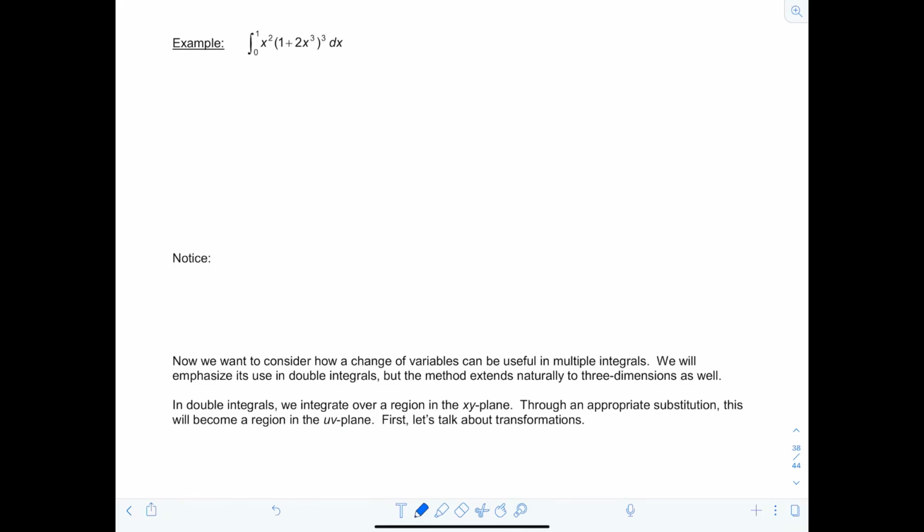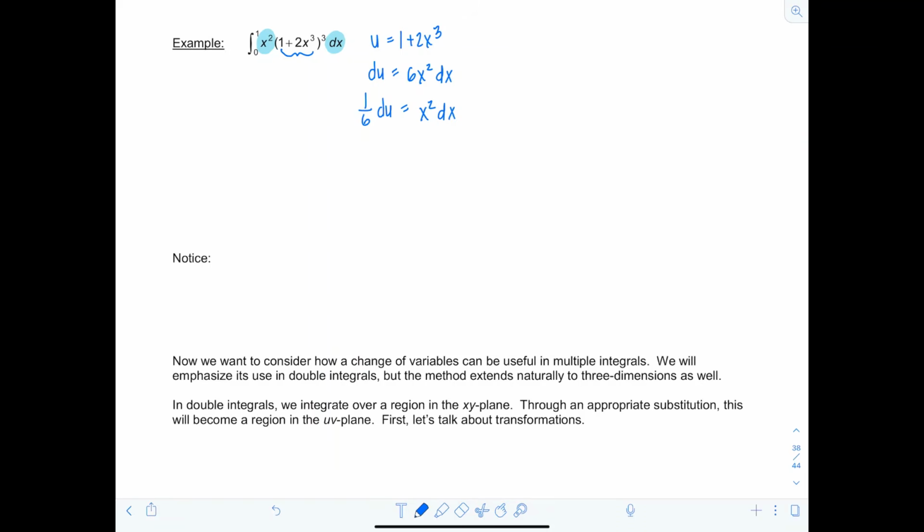So say you have the integral from 0 to 1 of x squared times (1 plus 2x cubed) raised to the third power dx. Well, instead of evaluating this integral directly and expanding the integrand, which would be messy and tedious, we notice we can make a change of variables by letting u equal 1 plus 2x cubed. And then that would mean du is equal to 6x squared dx. I notice I have an x squared and a dx, so that means 1/6 du is equal to x squared dx.